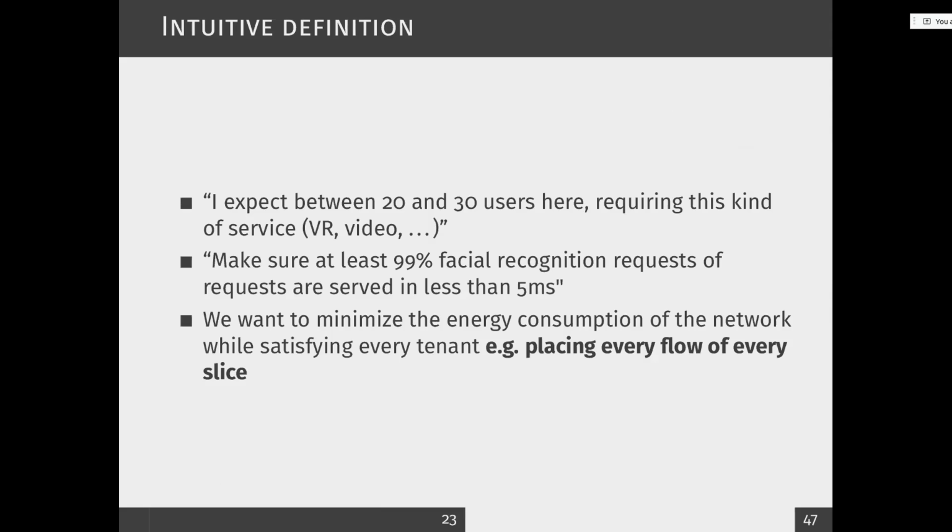Intuitively, the requests that the tenants will ask us are things like, I will have 20, 30 users in this zone, and they will require this kind of services. So I know the number of operations, I know the maximum delay, and I know how often I'm okay with violating it. For example, 99% of my requests have to be solved in less than 5 milliseconds. We have this as a constraint, and we want to minimize the energy consumption of the network. And we also want to place all the slices here.